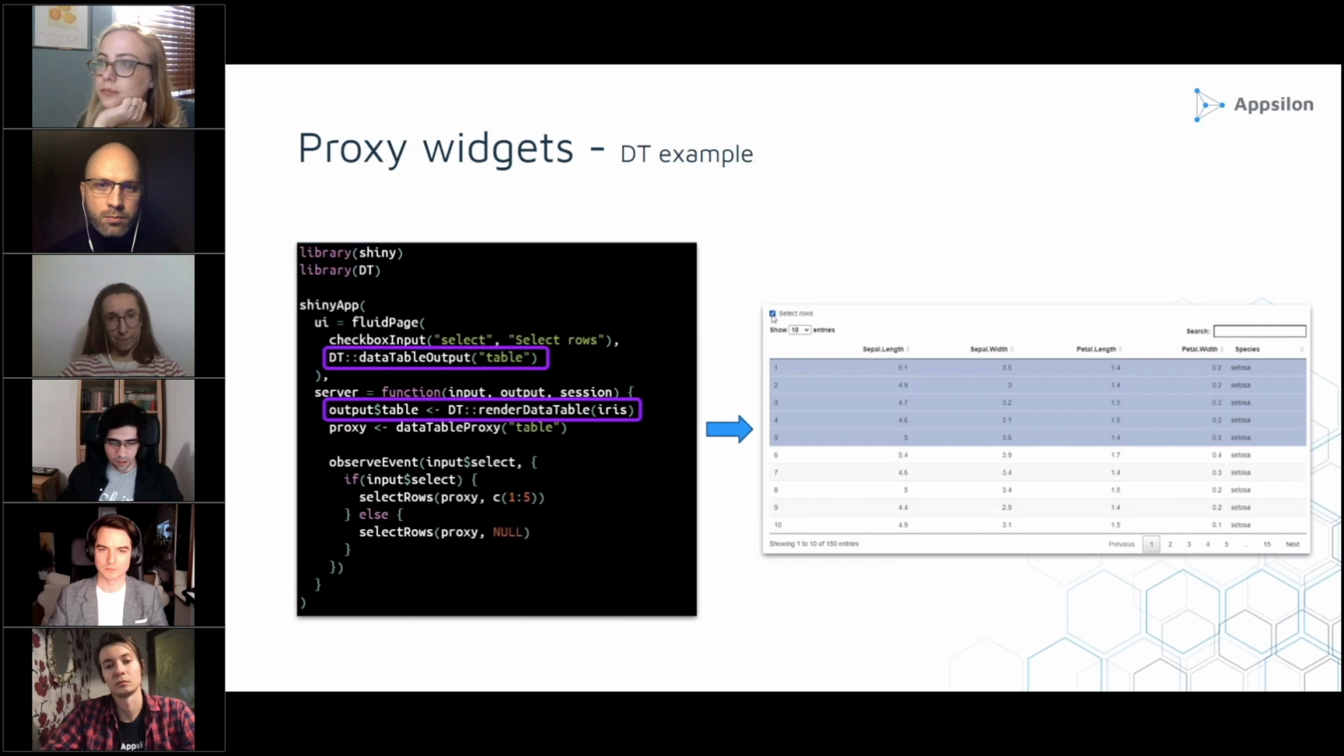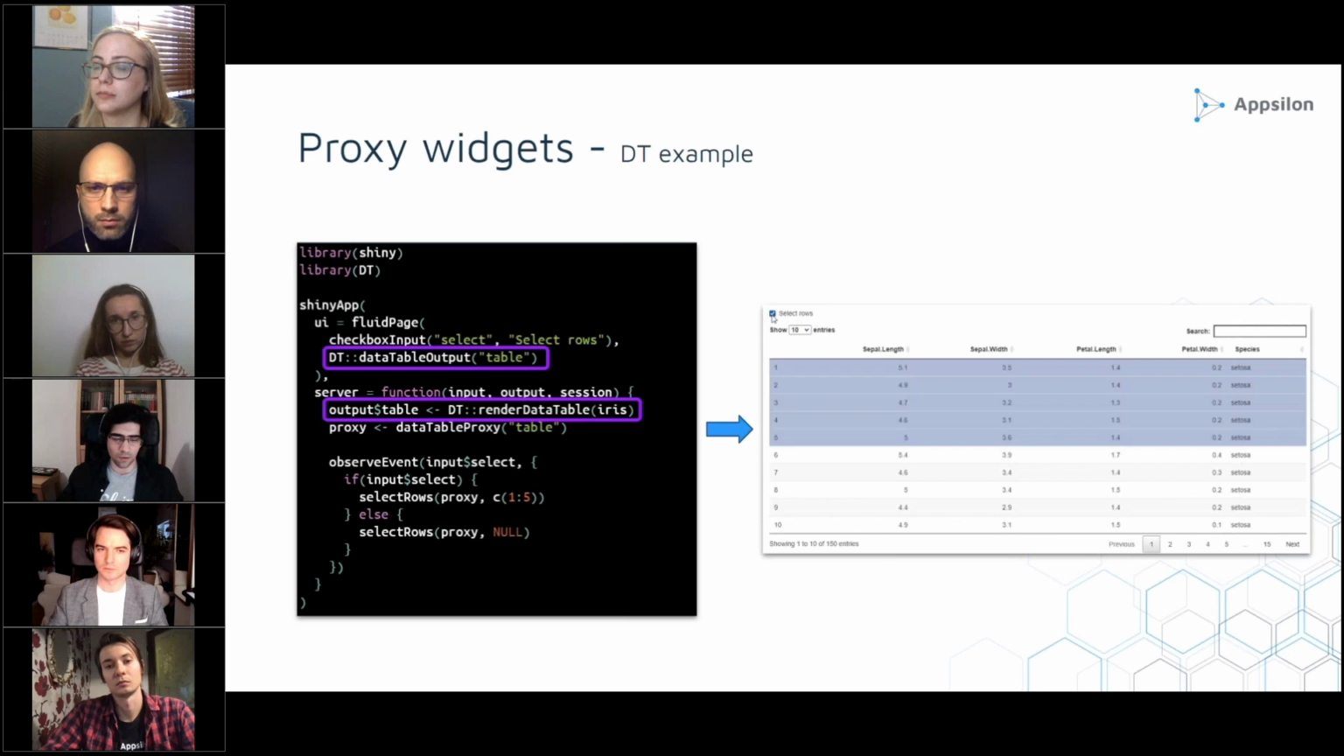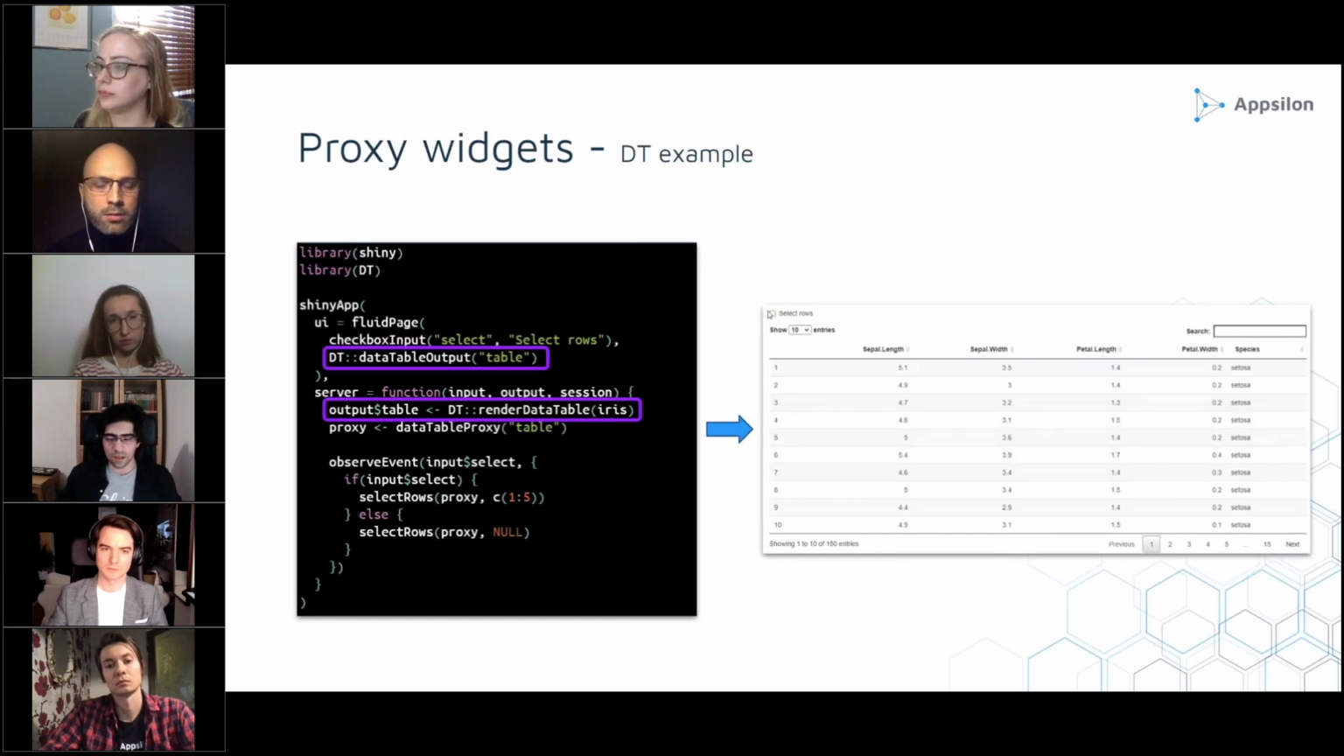And you can see that this is basically an example of how you could use a proxy. We define our data table output, we fill it in with our render table and, in this case, the iris data set. And then if we save the reference to the proxy of that element using dataTableProxy, we can just manipulate it. In this case, we have a small checkbox, and every time the checkbox changes, we call a specific proxy update function, which in this case is selectRows, and we just select or don't select the first 5 rows of the table.